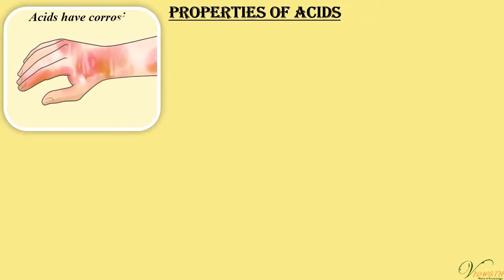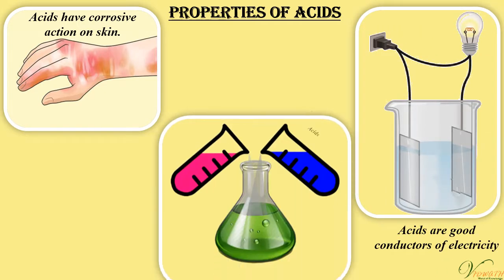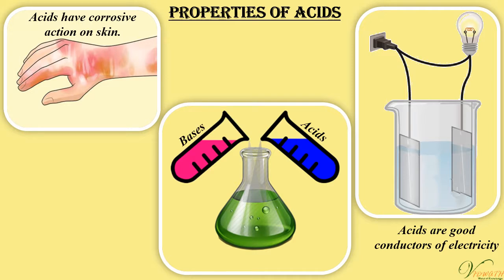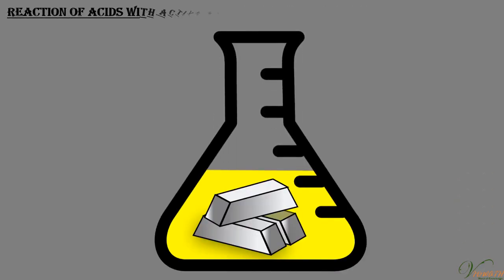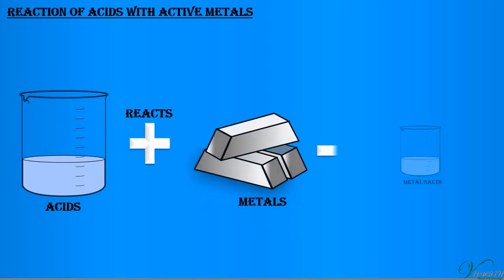Properties of acids. Acids have corrosive action on skin. Acids are good conductors of electricity. Acid neutralizes bases to form salt and water. Chemical properties of acids. Reaction of acids with active metals. Acids react with metals to form metal salts.